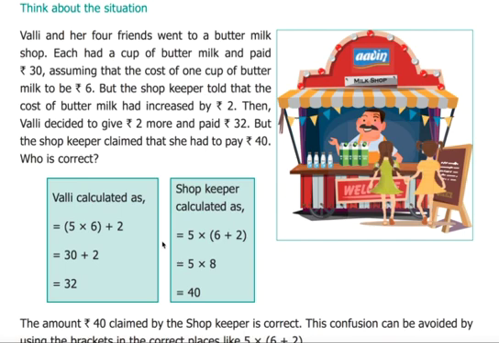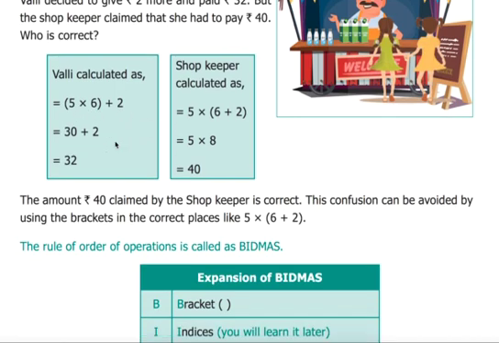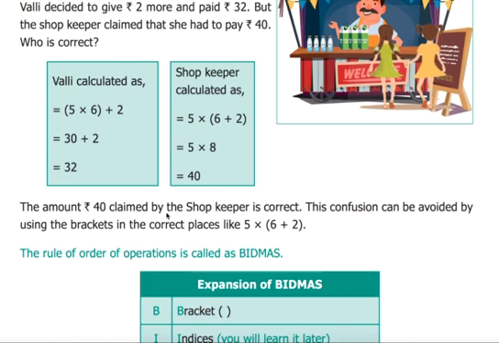Okay, so this is where she went wrong. Instead of adding 2 to 6, she added 2 to the whole sum. Okay, so the brackets are really important in mathematics. The amount 40 rupees claimed by the shopkeeper is correct. This confusion can be avoided by using the brackets in the correct places, like 5 into (6 plus 2).